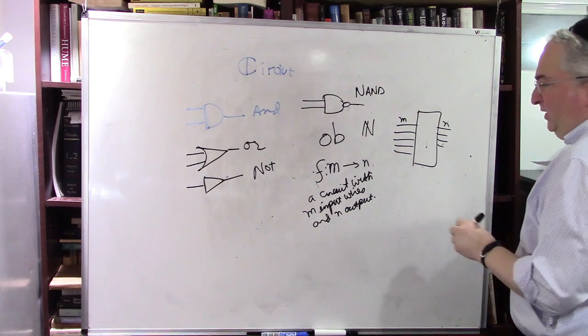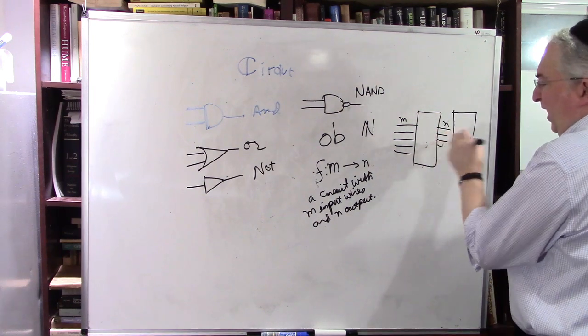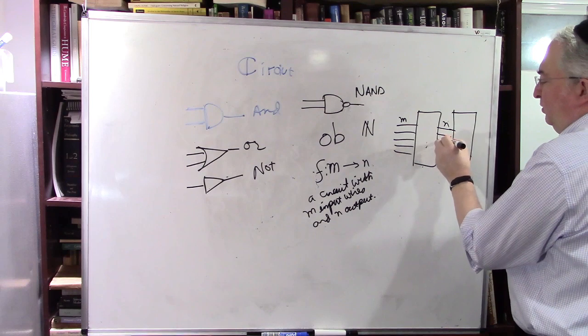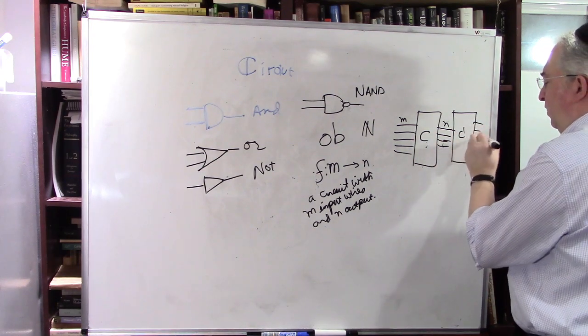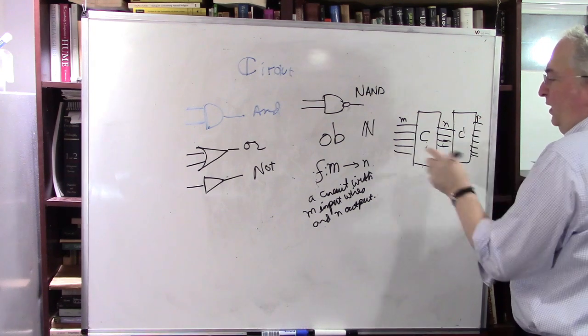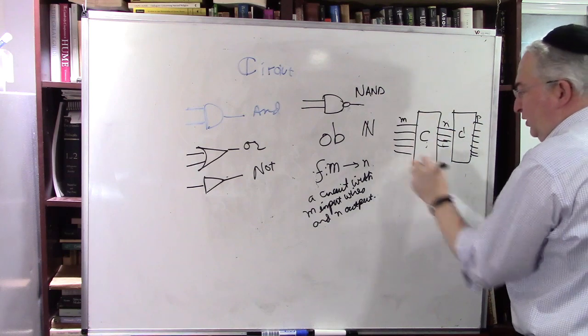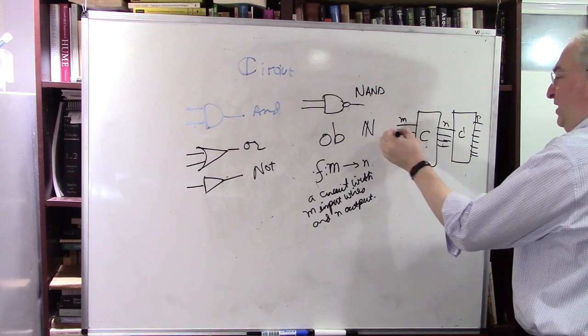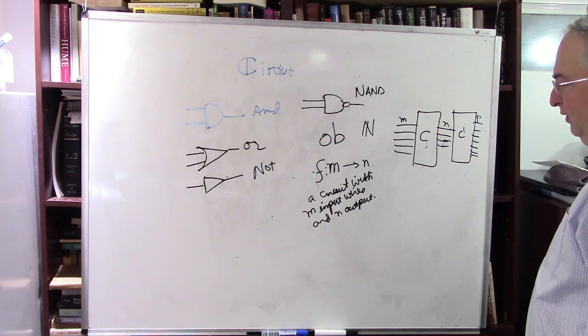And guess what? We can compose. So if you have N output wires here, we'll call this C, we'll call this C prime. You can have N input wires here and P output wires. Well, if you look at this all together, this circuit has M input wires and P output wires. And so that's very, very nice.